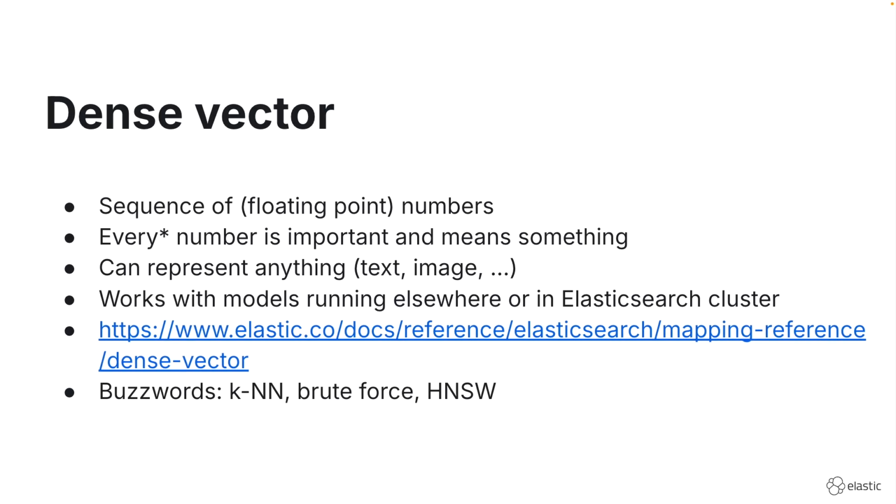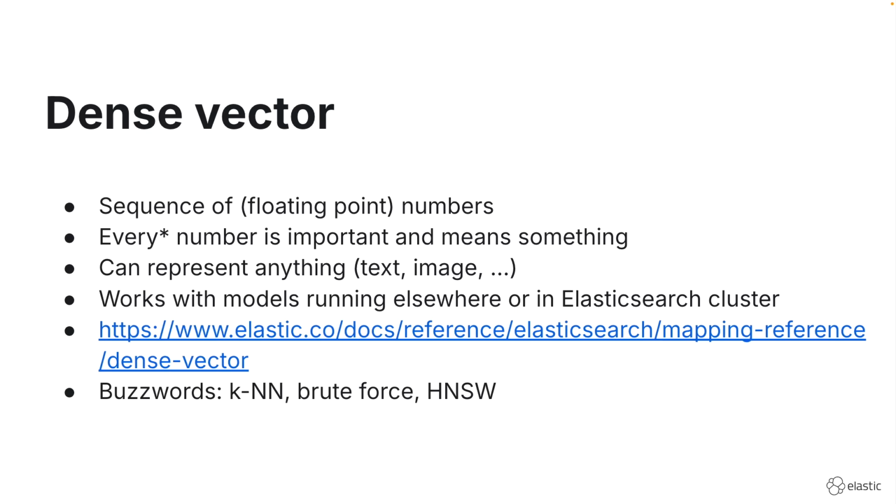So the first thing you can go for is a dense vector. Basically, it's a sequence, or you can think of an array of numbers. Usually these are floating point numbers, right? Like in Java, this would be, for example, float. You can say that every number is important and has some meaning, because as many numbers as you have, there are as many dimensions, basically, and they can represent anything. This could be text, image, song, or models which can, for example, understand both text and an image, and give you an embedding based on one or the other.